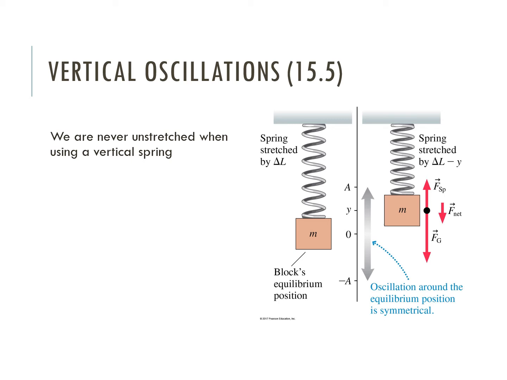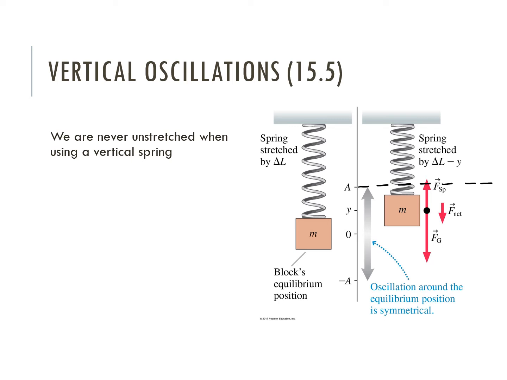So it turns out that when we have a vertical oscillator we technically never have an unstretched spring. So even when we are at our maximum compressed value, it's still stretched from the original value.